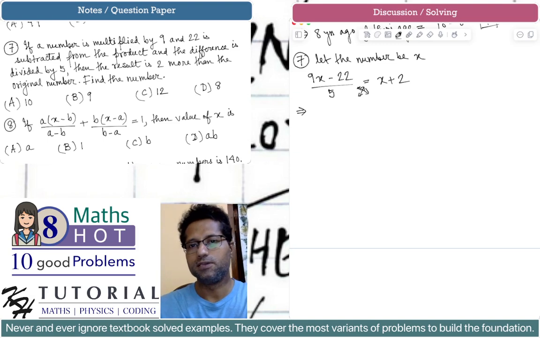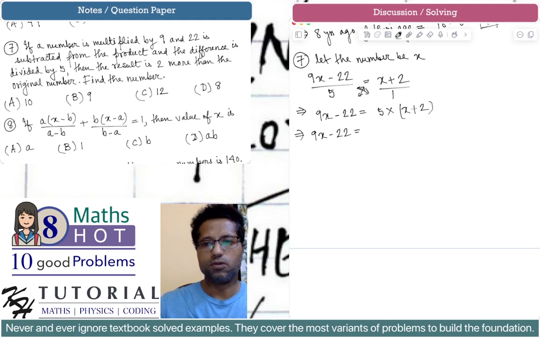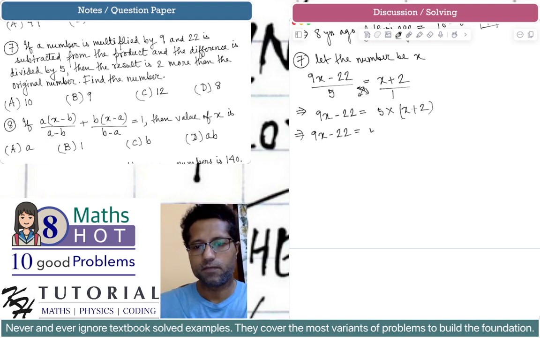Because on the RHS, x plus 2 can be considered as x plus 2 by 1. So let's do cross multiplication. By doing cross multiplication, you will get 9x minus 22 is equal to 5 multiplied by x plus 2. This implies 9x minus 22 is equal to, if you do the product on the RHS, 5x plus 10.